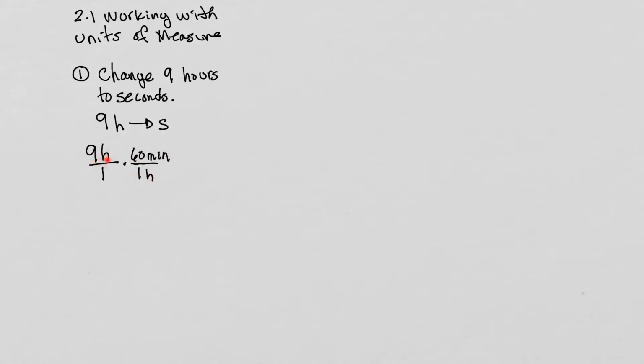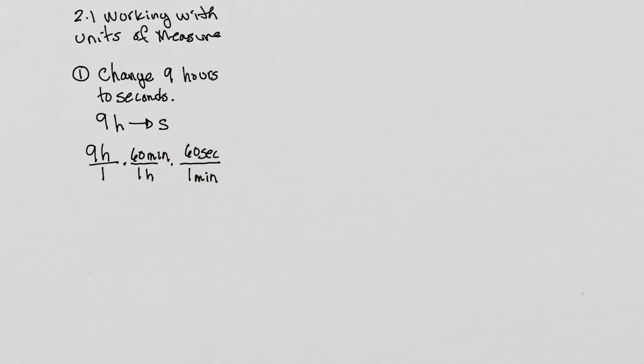Here's what we have. 9 hours times 60 minutes over 1 hour, which is the same thing. That's just a 1. We're just multiplying by 1. We're just making the 1 look a little bit different. Okay, and now I want to go from minutes to seconds, right? We've got hours, minutes, then seconds. I'm going to cancel the hours, and I'll be left with minutes. Now I want minutes to cancel, so I'm going to put that on the bottom. And here's what we know. We know that there's 60 seconds in 1 minute. So if I write it like this with the minutes on the bottom, it'll cancel.